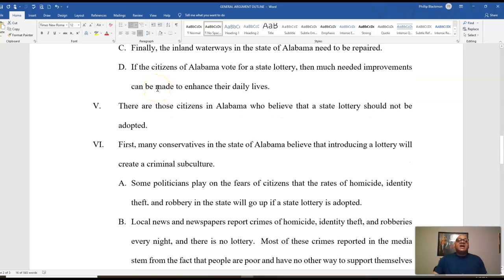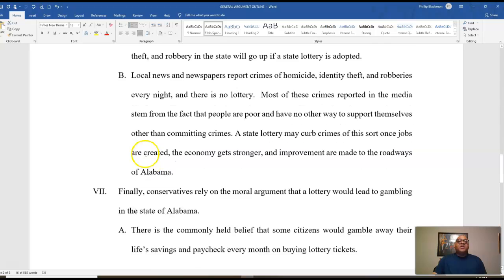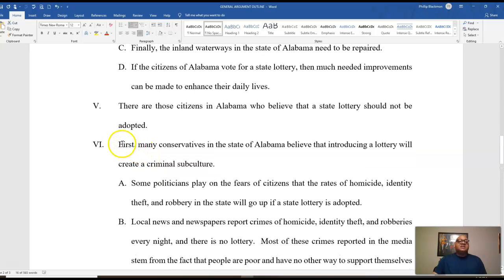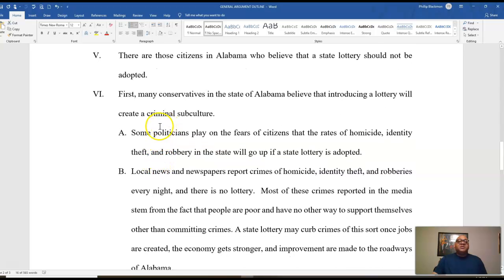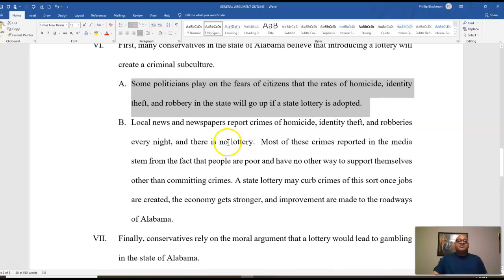You're going to do an assignment after this, which should make this a lot clearer without me going over all of the outline. But just look at this. 6, first opposing view. Many conservatives in the state of Alabama believe that introducing the lottery will create a criminal subculture. I'm going to give support for that. Some politicians play on the fears of citizens that the rates of homicide, identity theft, and robbery in the state will go up if a state lottery is adopted.